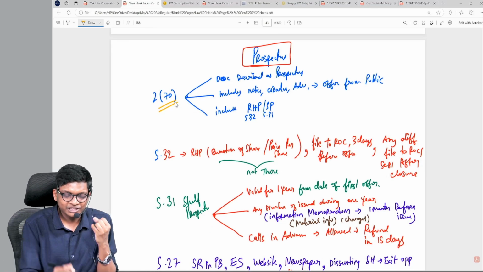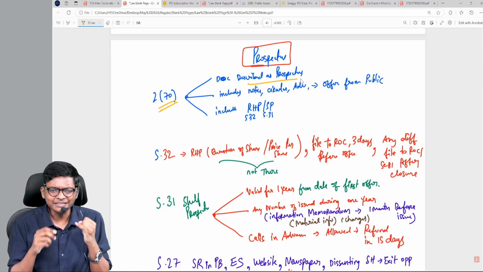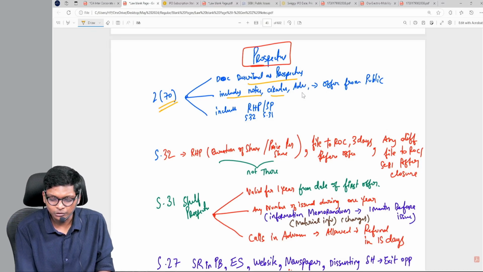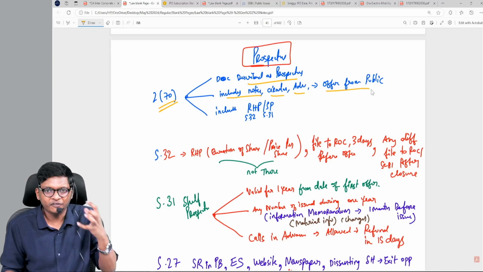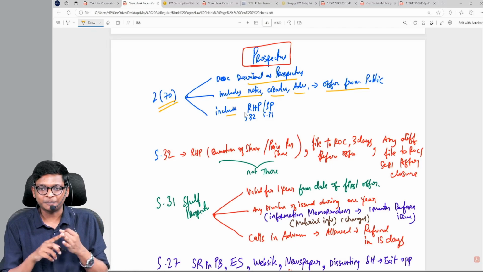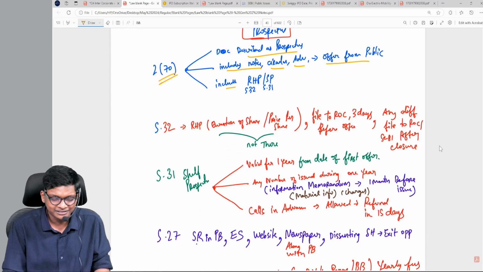Section 2(70) talks about the prospectus, which is defined as any document described or issued as a prospectus, notice, circular, or advertisement where you are getting an offer from the public, and includes the red herring prospectus and the shelf prospectus. Exam oriented, what to remember. Repeat with me as loud as possible, just 5 minutes.